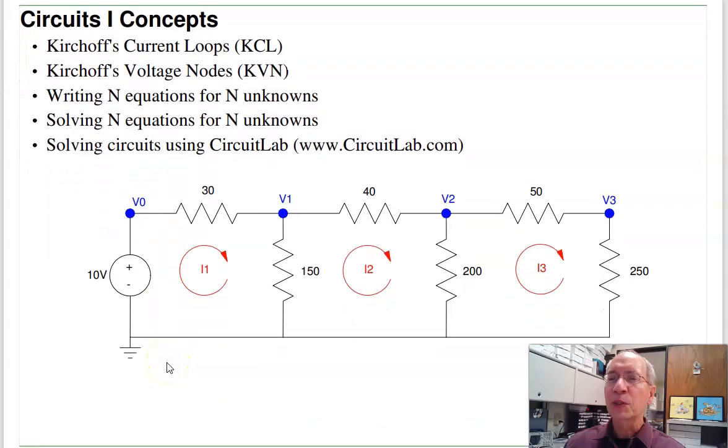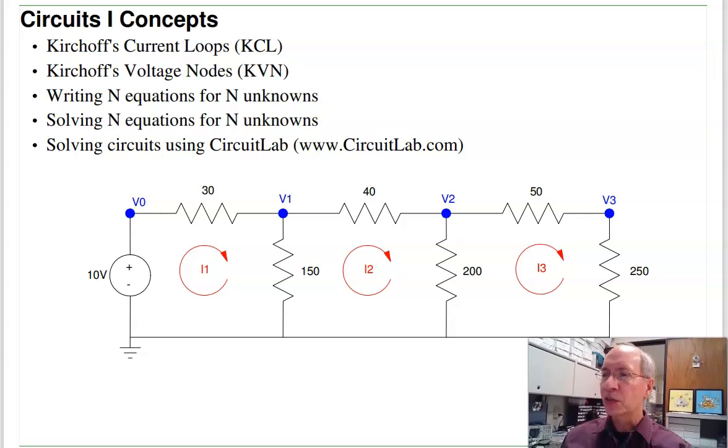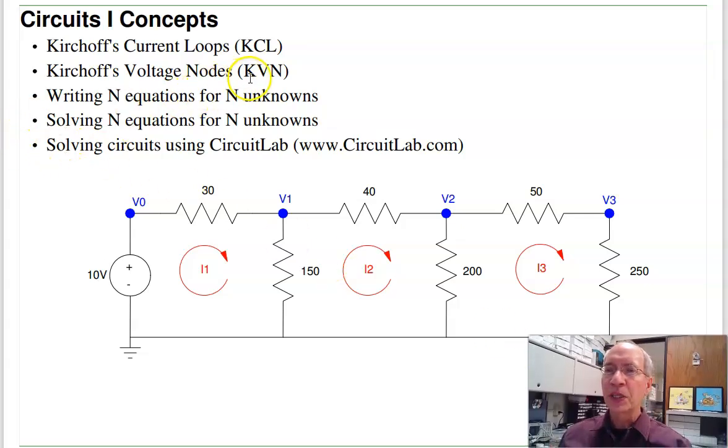Now, the concepts we're going to be covering would be Kirchhoff's current loops, Kirchhoff's voltage nodes, writing n equations for n unknowns, solving n equations for n unknowns, and that's using Matlab, then checking your answer using CircuitLab. Now the circuit I'm going to be looking at would be this one. Here I've got 4 unknown voltages, 3 unknown currents.